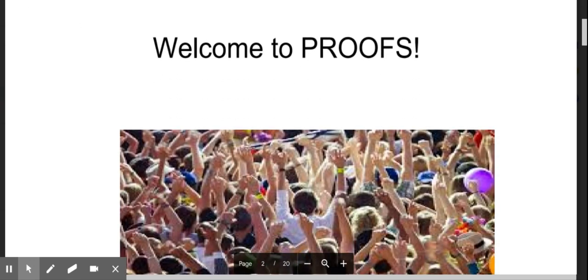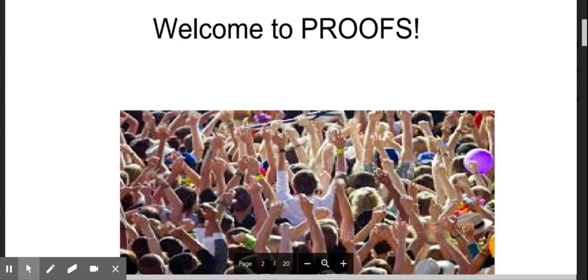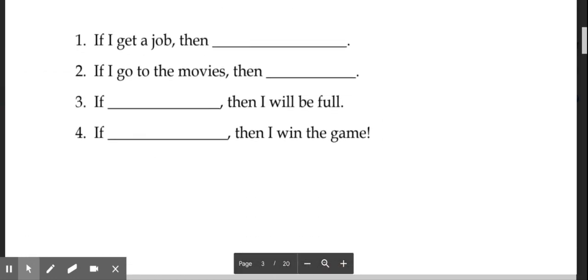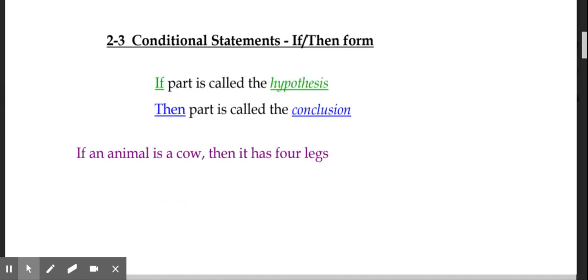Okay, so in this chapter, we'll talk about proofs and we'll start proofs soon. And again, we will start with basic proofs and then we'll add more and more. So that will come pretty soon. Okay. So section 2.3, conditional statements, if and then form.